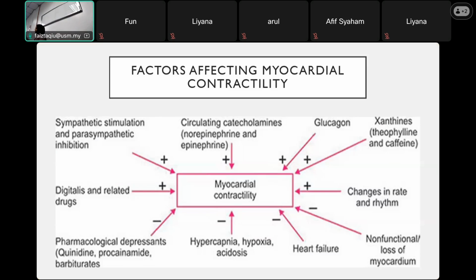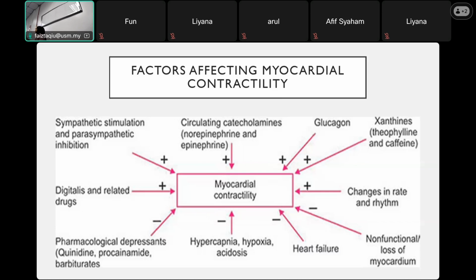So cardiac output is a product of heart rate and stroke volume. So factors affecting cardiac output are factors that affect heart rate and factors that affect stroke volume. Factors that affect our heart rate are, you cakap ada dua tadi, hormone and autonomic. Autonomic apa? Innervation. Factors that affect stroke volume are preload, afterload, and contractility. So for the three, you have to know the definition.